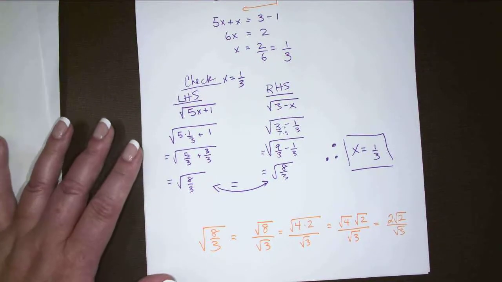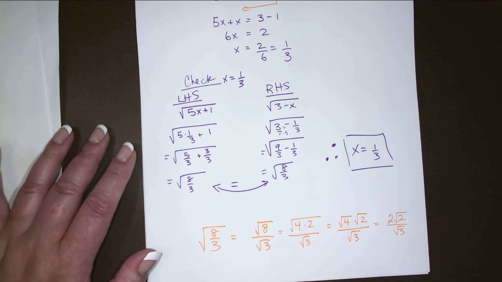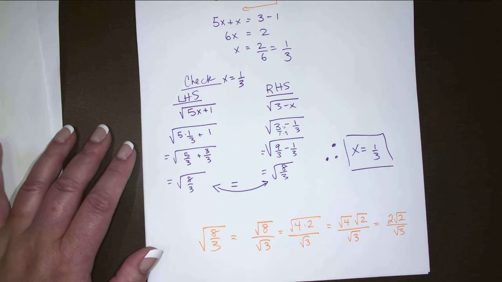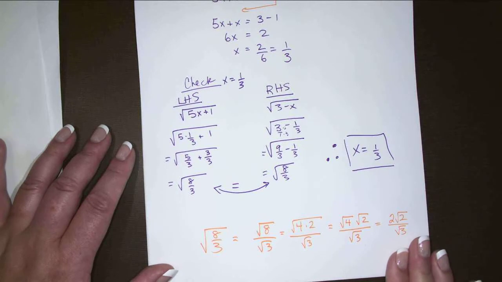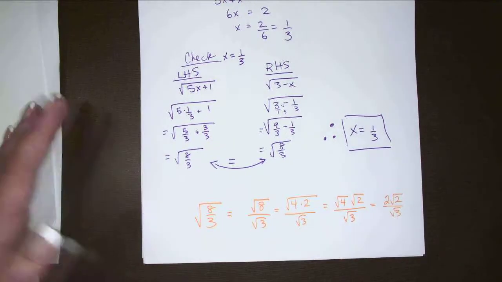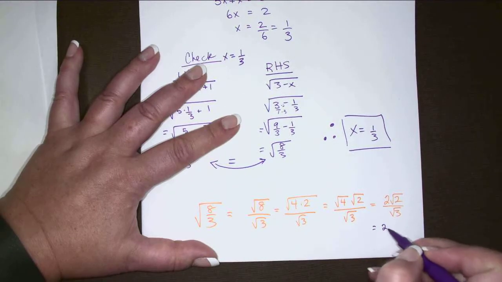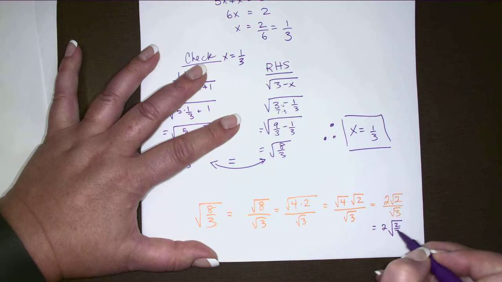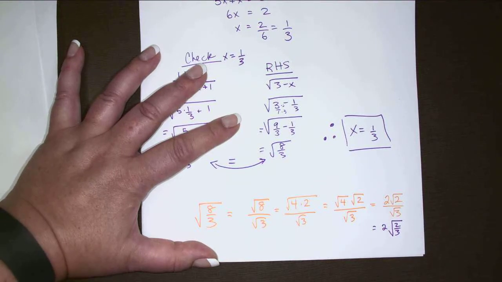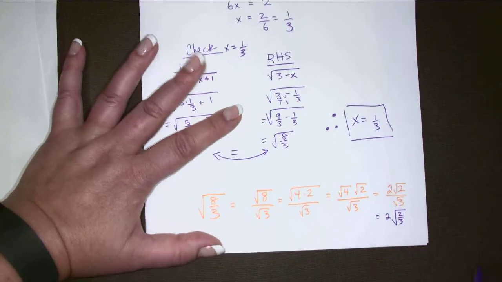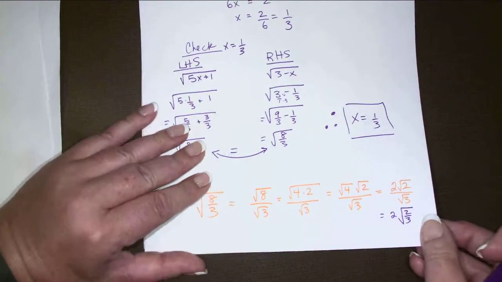Sometimes they've taught you how to rationalize the denominator. How do we do that? What if we didn't want a root on the bottom? This is fine. This is an answer. Okay? And it's the right answer. You could also write this as 2 times the root of 2/3. Do you see that that would be the same? Because you can put the radical over both. Now, if they wanted you to rationalize, do you remember how to do that?